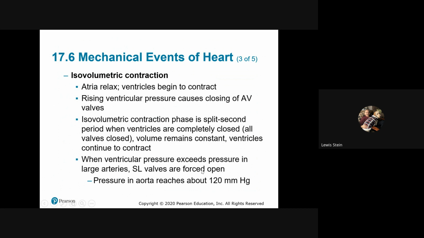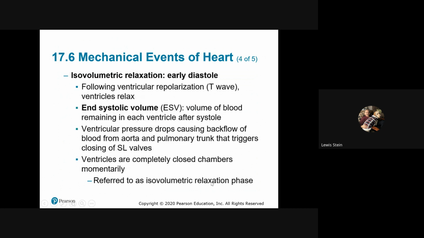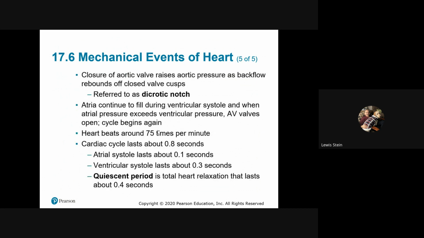Okay. And so it's roughly about 120. We're going to see this. And then we look at what the ejection fraction was. What's left in the ventricles? Did we eject 70 of those 120 milliliters? And then we just start all over again, and we'll look at what the dicrotic notch is.